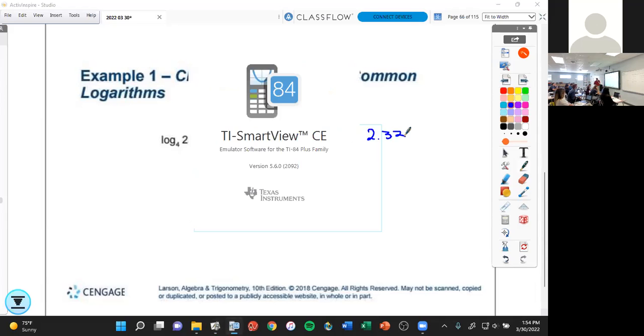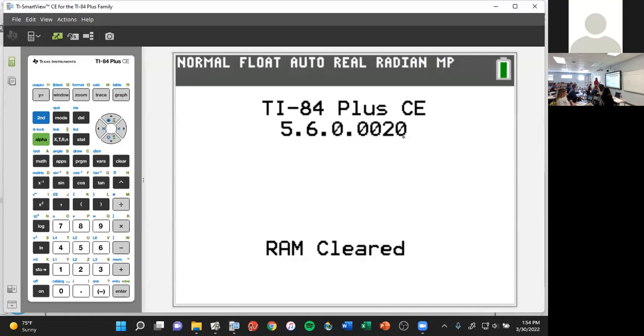Y'all are a little spoiled with technology. First of all, there's a log button, which I didn't have at first. But once I got the log button, I didn't have the ability to do what I'm about to show you.